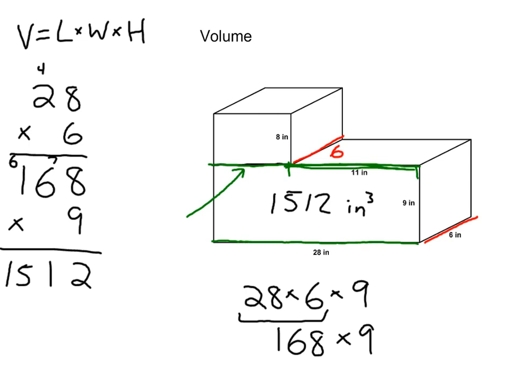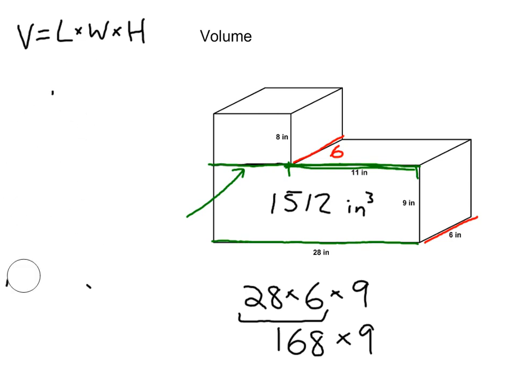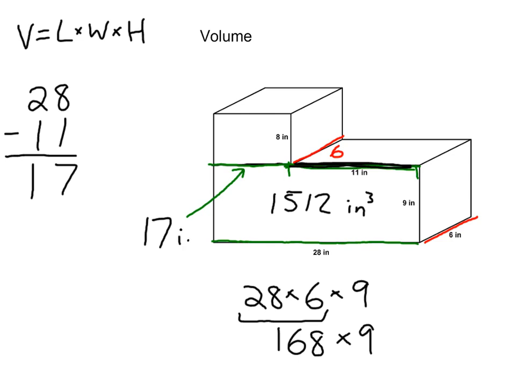So let's work that out. The total length we know is 28 inches. 11 inches have already been used up on the bottom step. So what's left over must be the length of the top step. What's left over tells us to subtract. 8 subtract 1 is 7. 2 subtract 1 is 1. That tells us that the length of the top step is 17 inches.